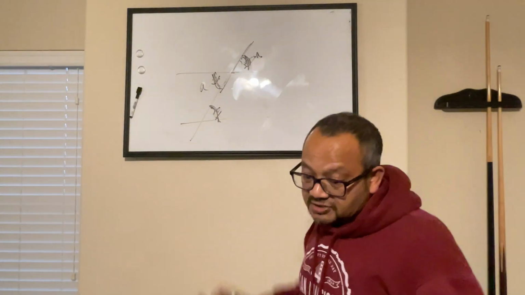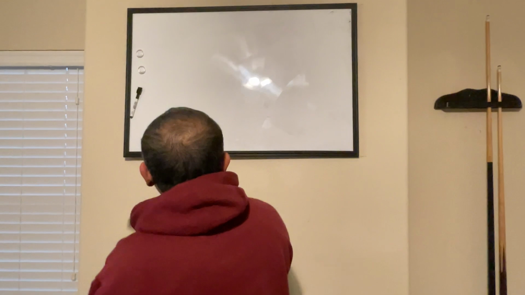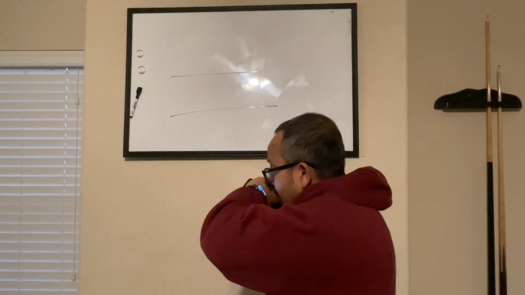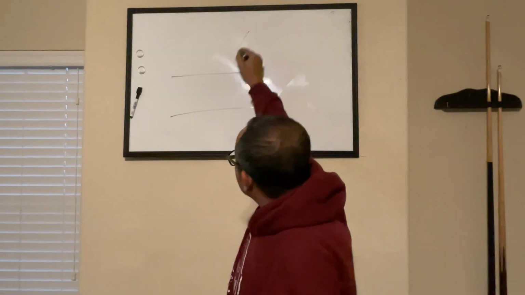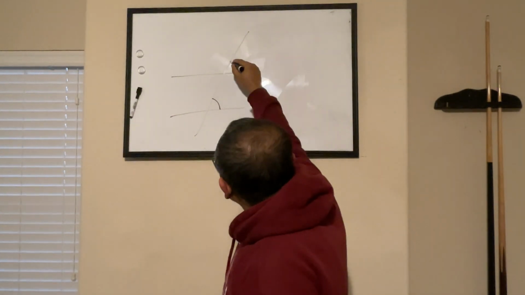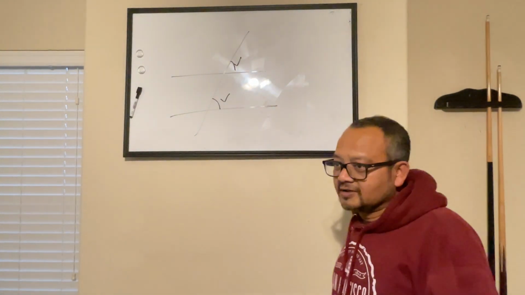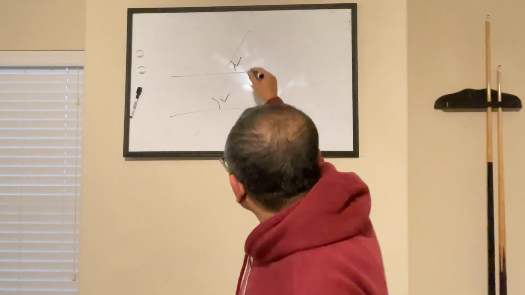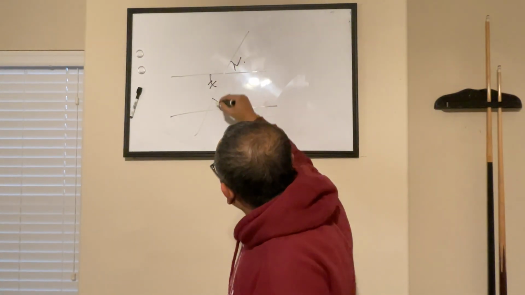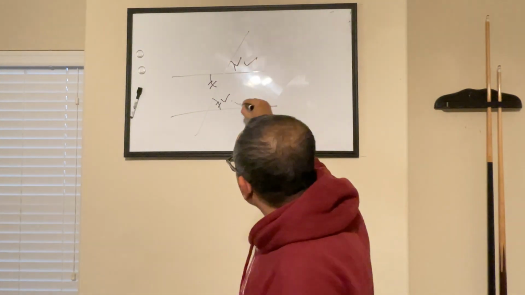So just to do a recap, if you're talking about a pair of parallel lines, and a third line intersects them, this angle and this angle will be same. So this angle and this angle will be same. This angle and this angle will also be the same. So this is called corresponding angles.